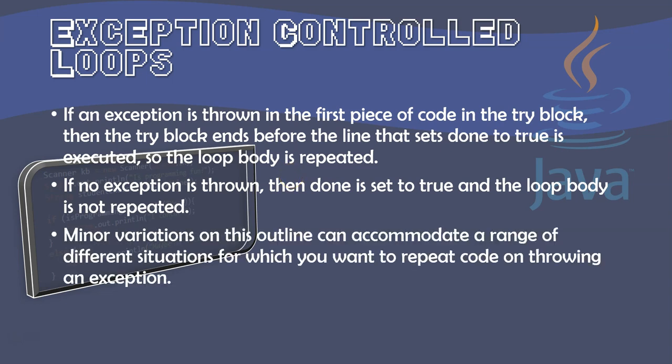Now, you can have some minor variations to accommodate a range of different situations in which you want to repeat code on throwing an exception, but ultimately it's going to come back to this kind of thing. You're going to have some kind of loop that looks to see if a condition has been met. If that condition has been met, then of course it loops. If the condition is not met, we do what we've got to do to get our inputs and outputs to be correctly what we want them to be.